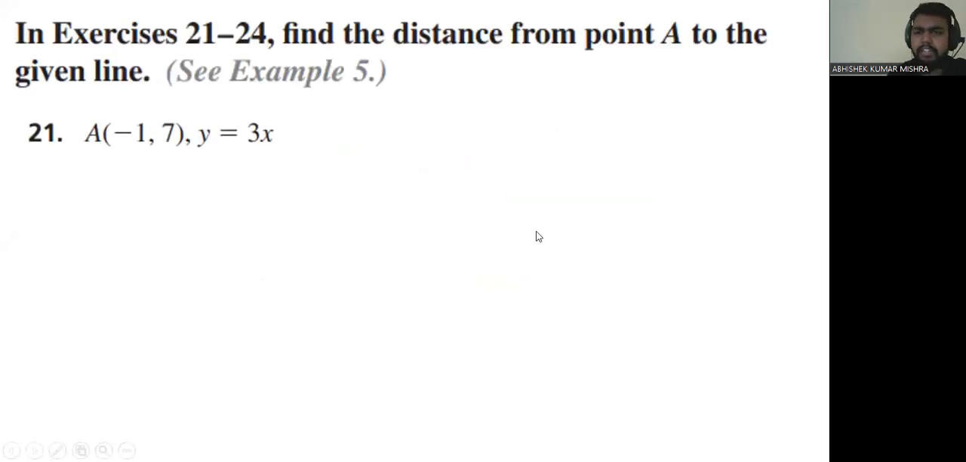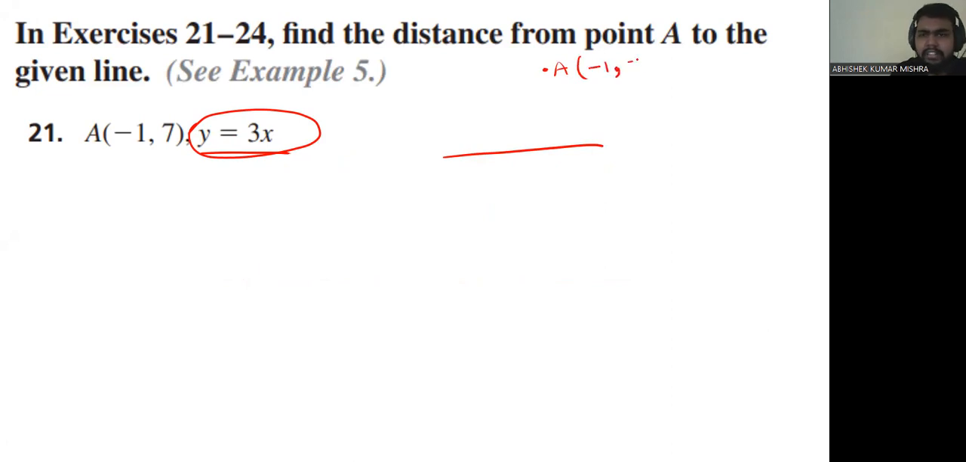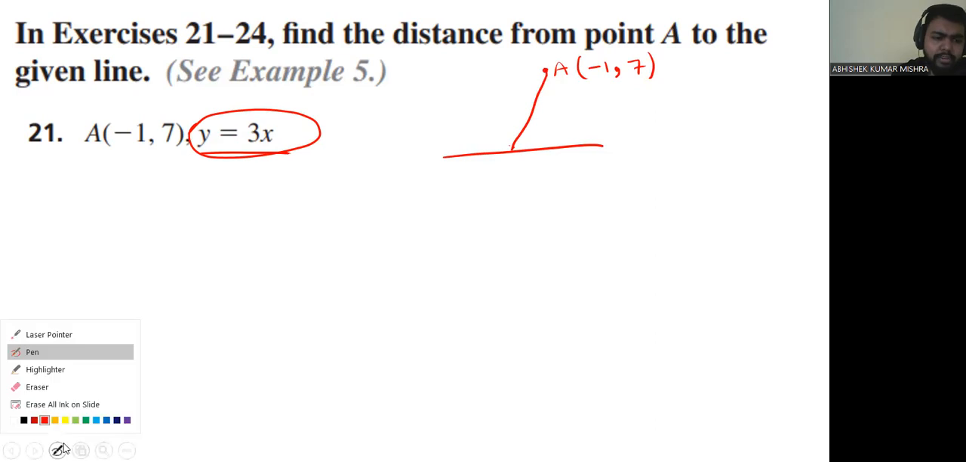We need to find the distance of a point and a line. There is a line, and this line is being represented by this equation, and there is a point somewhere. This is the point A whose coordinates are given. This is the X and this is your Y. So you need to find the distance between the line which is represented by the given equation y is equal to 3x, and the point. So this is the question we need to deal with.